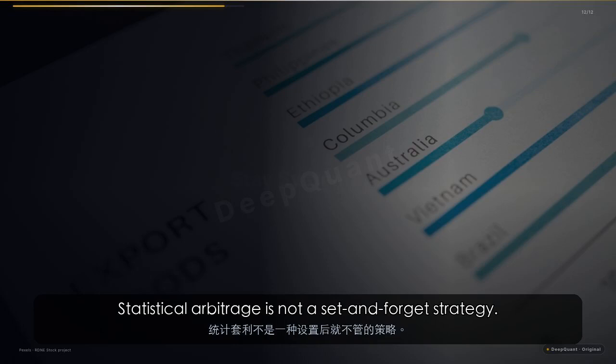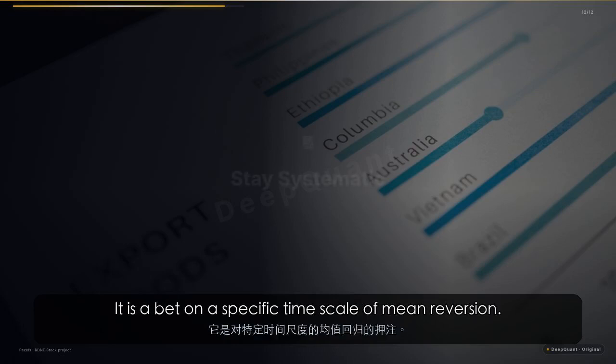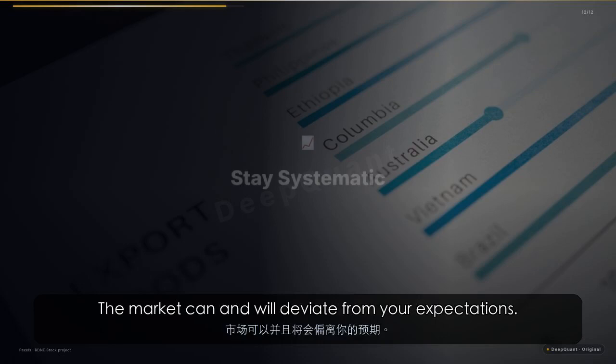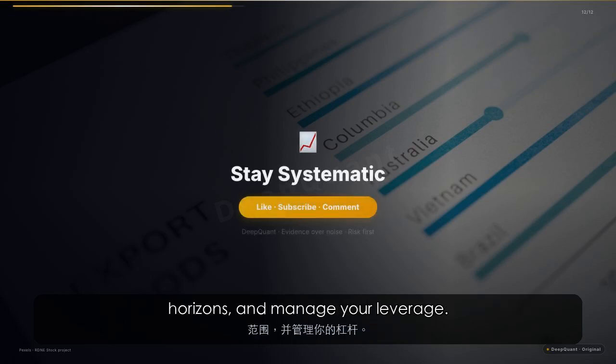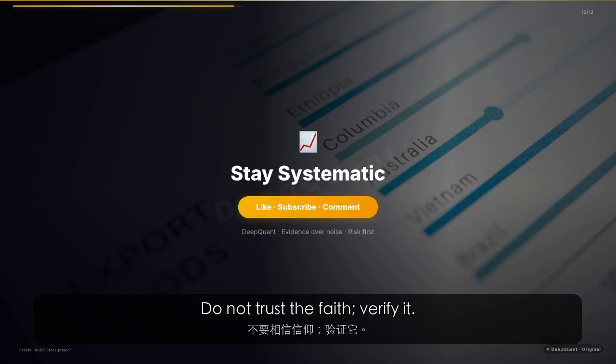Statistical arbitrage is not a set-and-forget strategy. It is a bet on a specific time scale of mean reversion. The market can and will deviate from your expectations. The only way to survive is to test your assumptions, monitor your time horizons, and manage your leverage. Do not trust the faith, verify it.